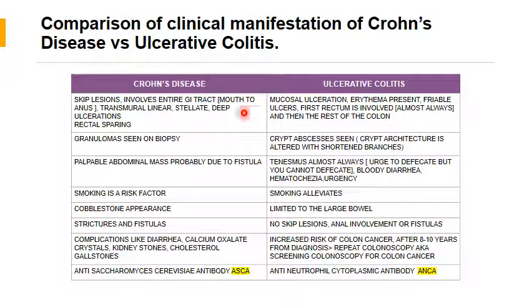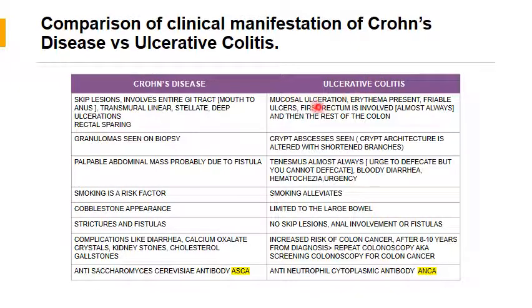The lesions are transmural. If this is the wall of the bowel segment that's affected by Crohn's disease, the lesion will be transmural. It'll exist along the entire thickness of the wall, and that's why they're deep ulcerations. They can be linear or stellate, and there is rectal sparing. The rectum is usually not involved in Crohn's disease.